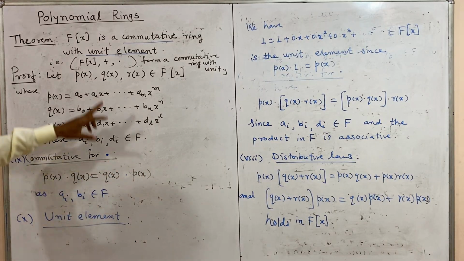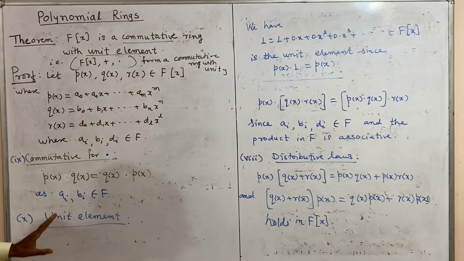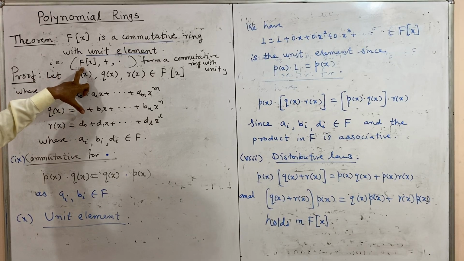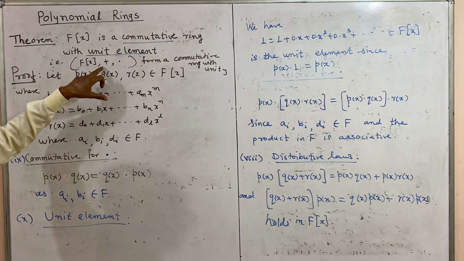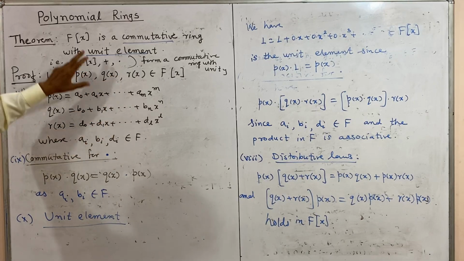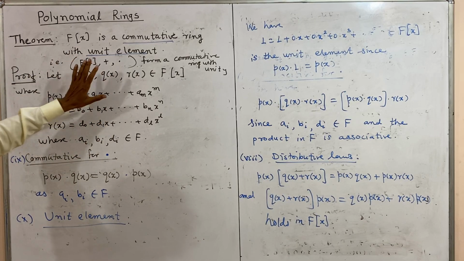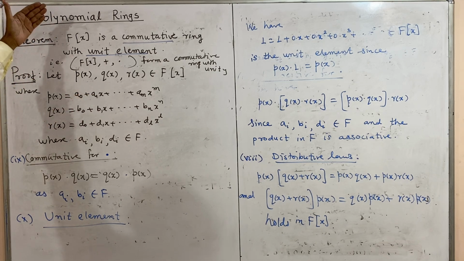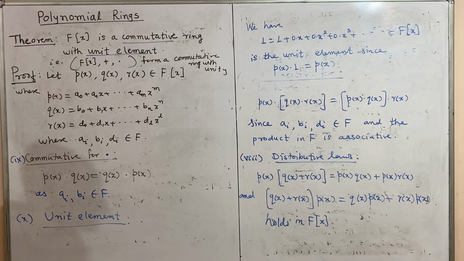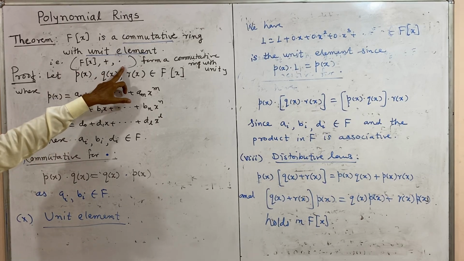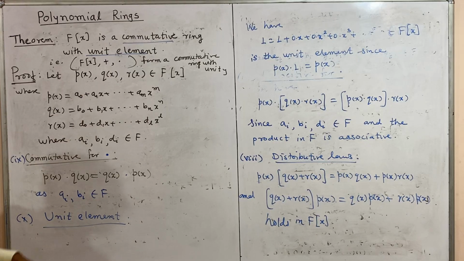And thus all the axioms of a commutative ring with unit element are verified for this set of polynomials with the addition and multiplication of polynomials, and thus this f of x is a commutative ring with unit element, and this is known as a polynomial ring. So thus in this lecture we have defined what is f of x, its addition operation and multiplication operation, and verified the axioms for a commutative ring with unit element.